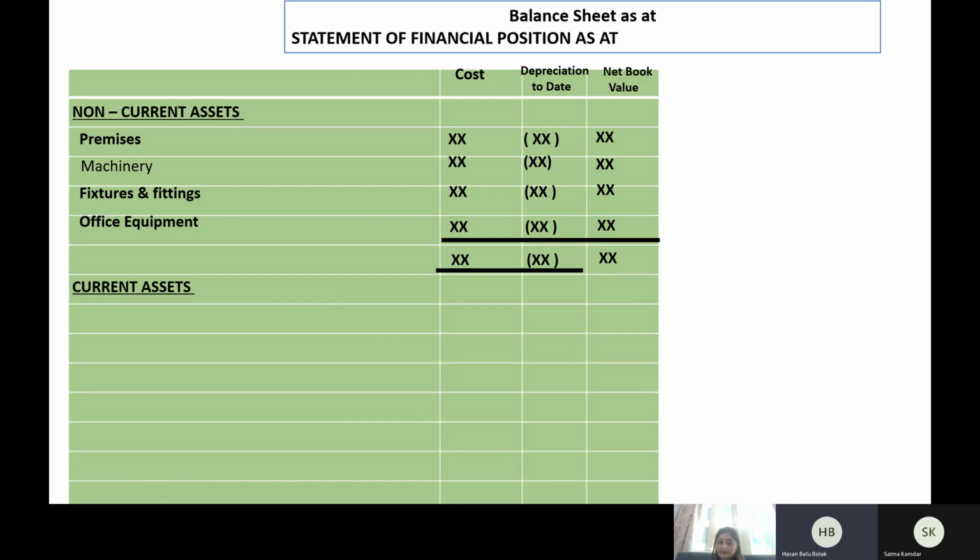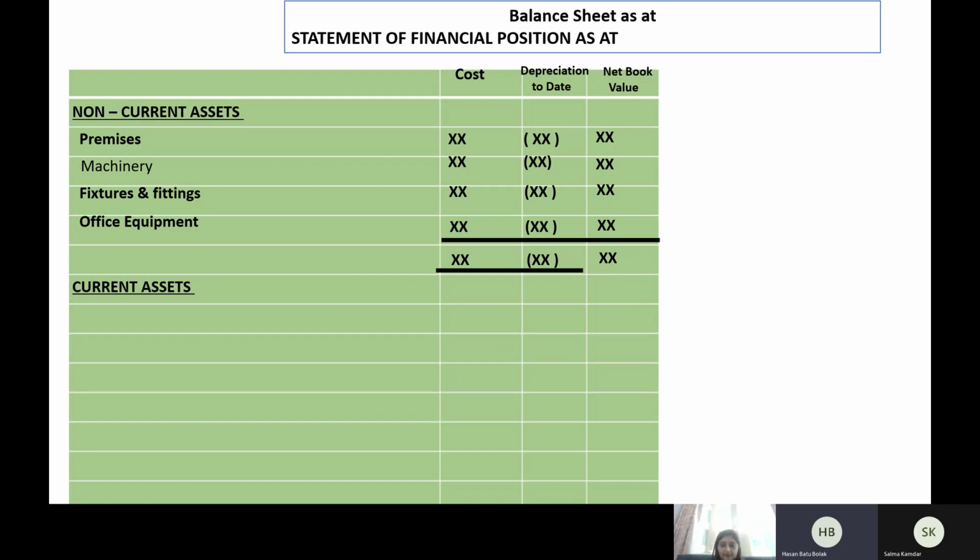One second, let me finish writing. Okay. Current assets are, one second, we just talked about it. I forgot them.